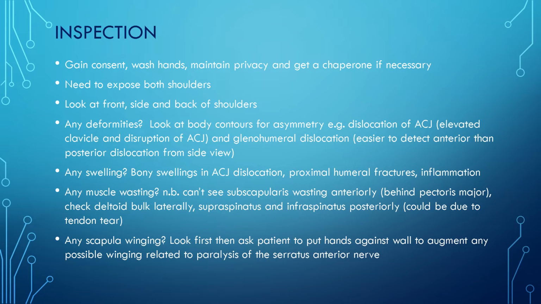And finally, when you're looking posteriorly, also look for any scapular winging. If you suspect there's any scapular winging, the scapula coming towards you, then you will ask the patient to put their hands against the wall and press into the wall to augment any possible winging. And that's usually secondary to paralysis of the long thoracic nerve supplying serratus anterior. This can happen with gymnasts or just happen incidentally, or people doing other extreme sports too.